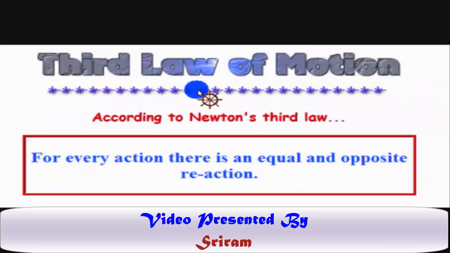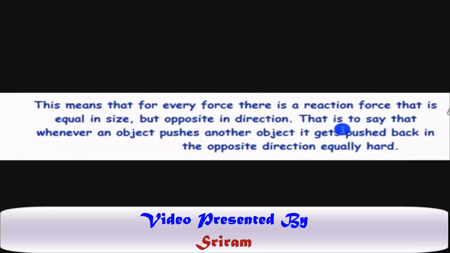Newton's third law of motion. According to this law, for every action there is an equal and opposite reaction. But what does that mean? This means that for every force there is a reaction force that is equal in size but exactly opposite in direction. That is to say that whenever an object pushes another object, it gets pushed back in the opposite direction equally hard. Let us say two balls colliding with equal force. When both the balls collide with each other, they get pushed back.